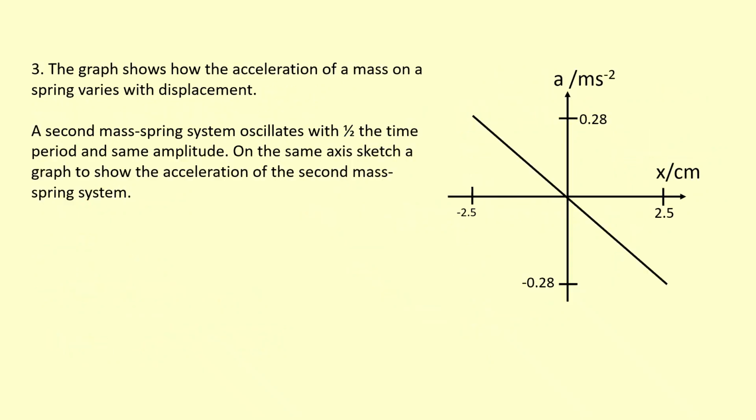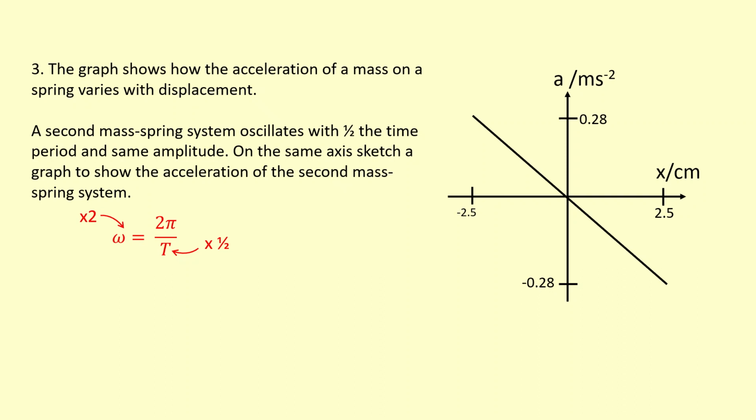This graph shows how the acceleration of a mass on a spring varies with displacement. A second mass on a spring oscillates with half the time period and the same amplitude. On the same axes, sketch a graph to show the acceleration of the second mass spring system. Okay, so firstly, the new one has got half the time period. So that's going to affect its angular frequency and its frequency. So if we use this equation here and we say that the time period is half, so at the bottom there times half, that means that angular frequency is going to be times 2 because it's inversely proportional.